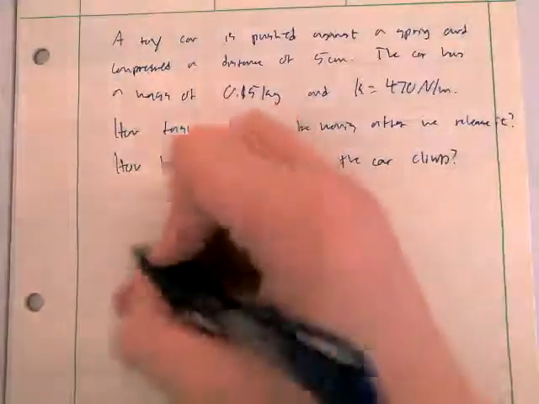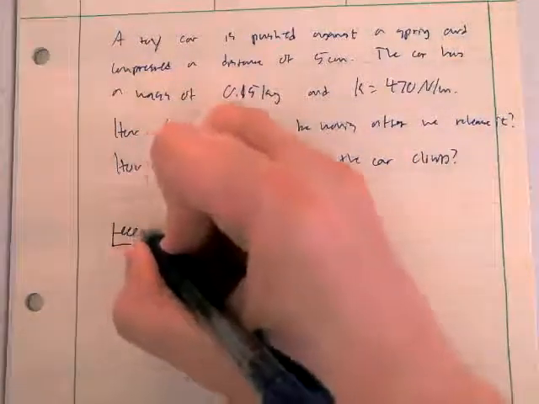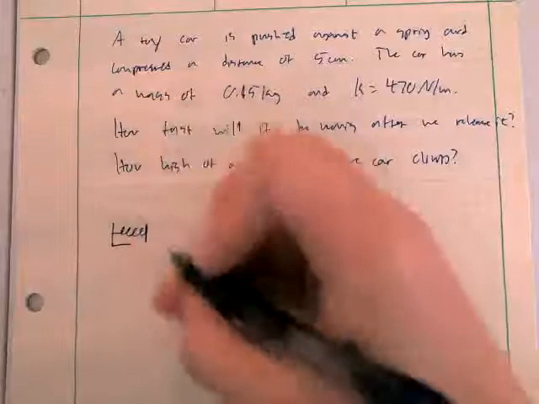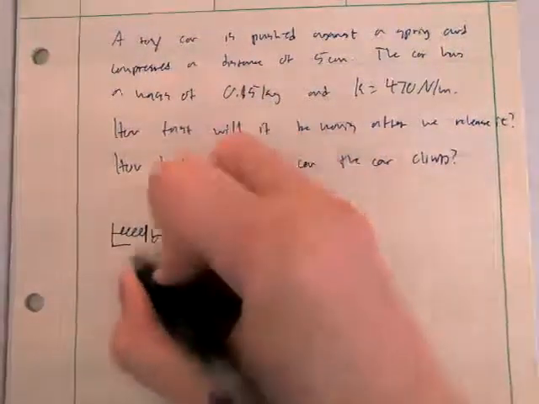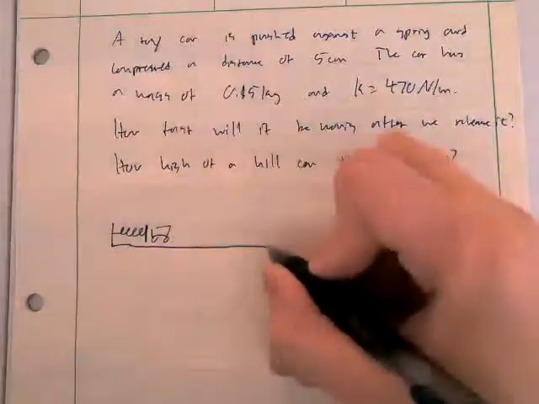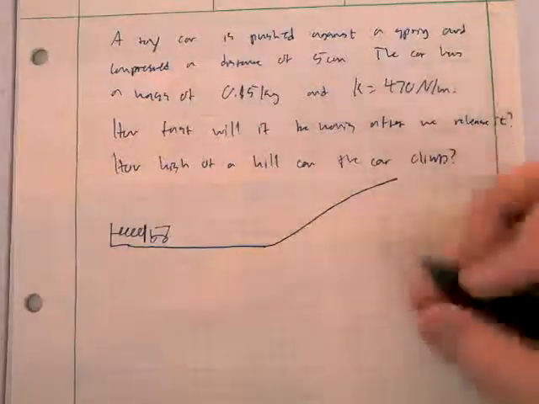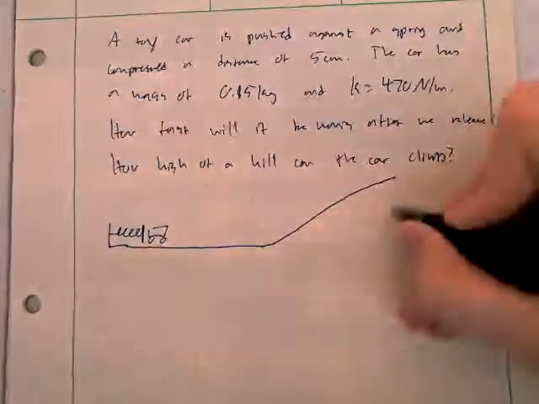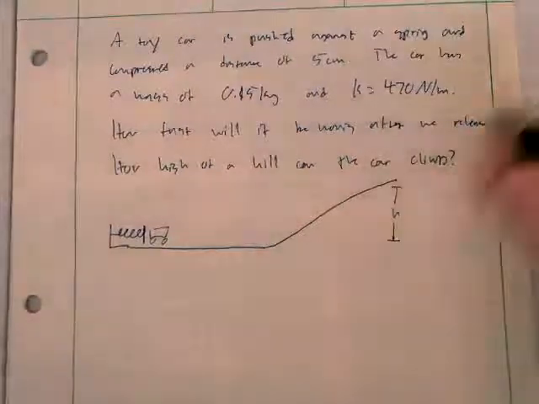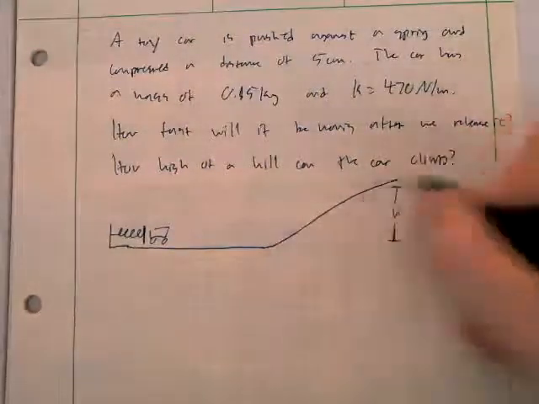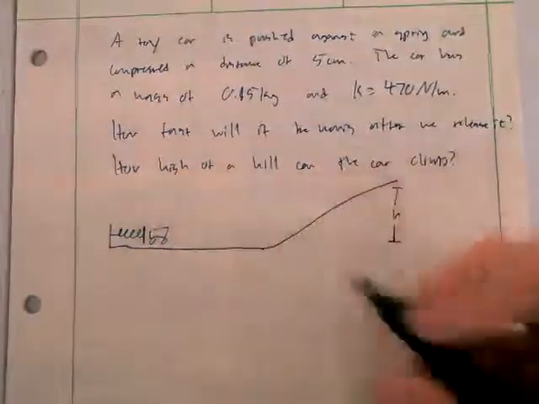So we've got some situation that looks like this. We've got our spring with some little platform here, and we've got our car. And then we've got some sort of hill that this car is going to go up. We want to know how high it can make it before it either starts flying back down or is able to make it over the cliff. Basically, what's the maximum height that it can reach?